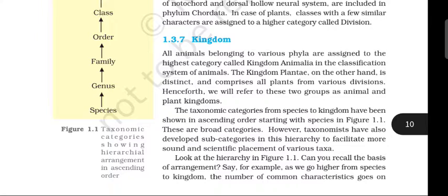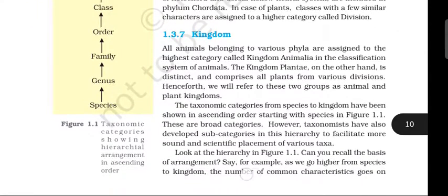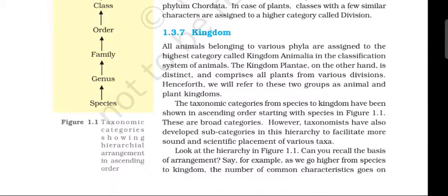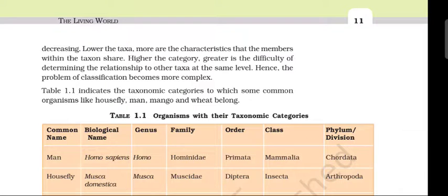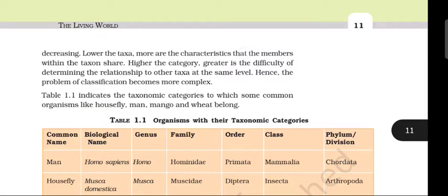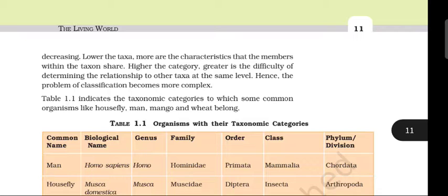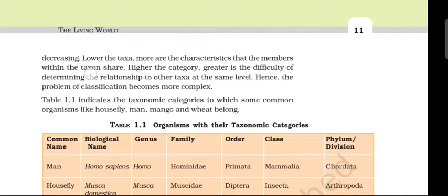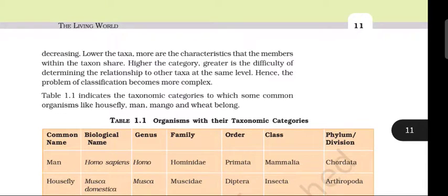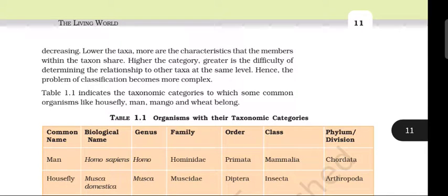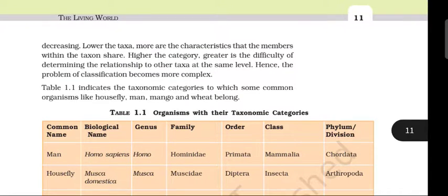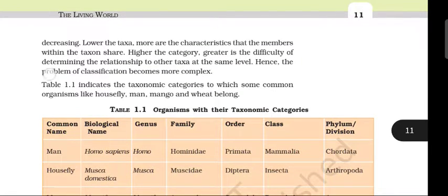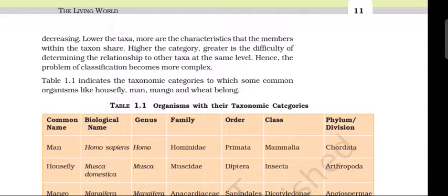As we go higher from species to kingdom, the number of common characters goes on decreasing. The lower the taxa, the more are the characters that the members within the taxon share. The higher the category, the greater is the difficulty of determining the relationship to other taxa at the same level. Hence, the problem of classification becomes more complex.